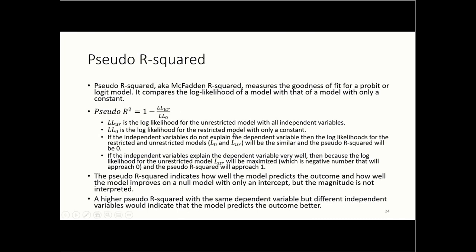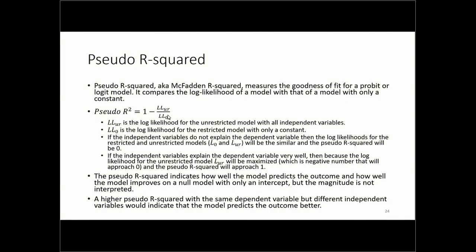So now, if the independent variables do not explain the dependent variable well, then the log likelihood for the restricted model, L0, and the log likelihood for the unrestricted model will be similar and the pseudo R-squared would be 0. So what we are saying here is that if the log likelihood with independent variables is almost the same as the one that has no independent variables, then this divided by that would be equal to 1, so this expression would be equal to 0.